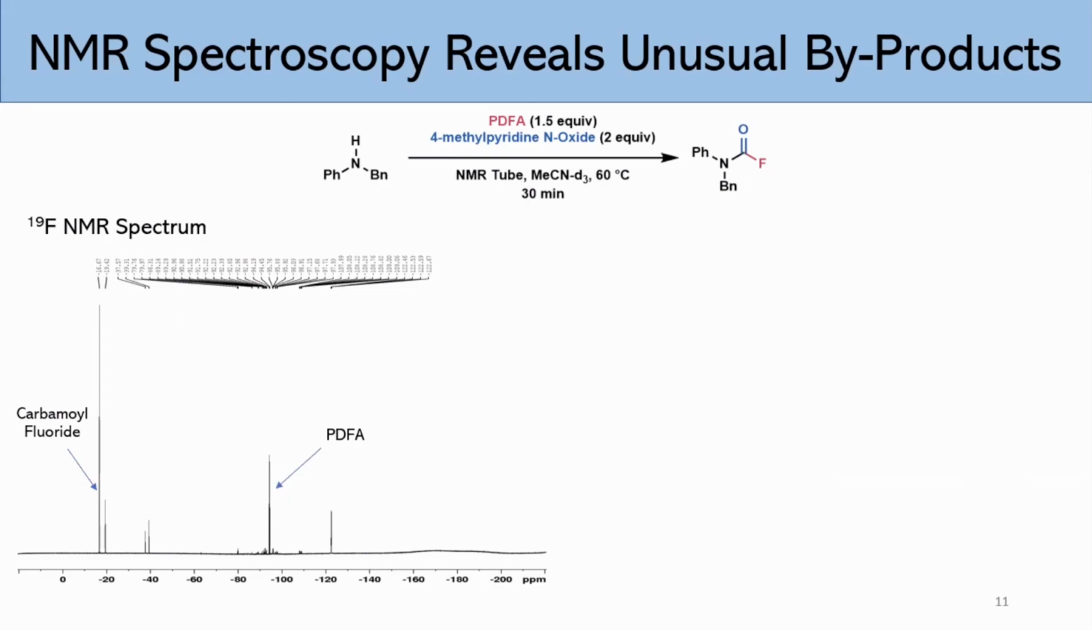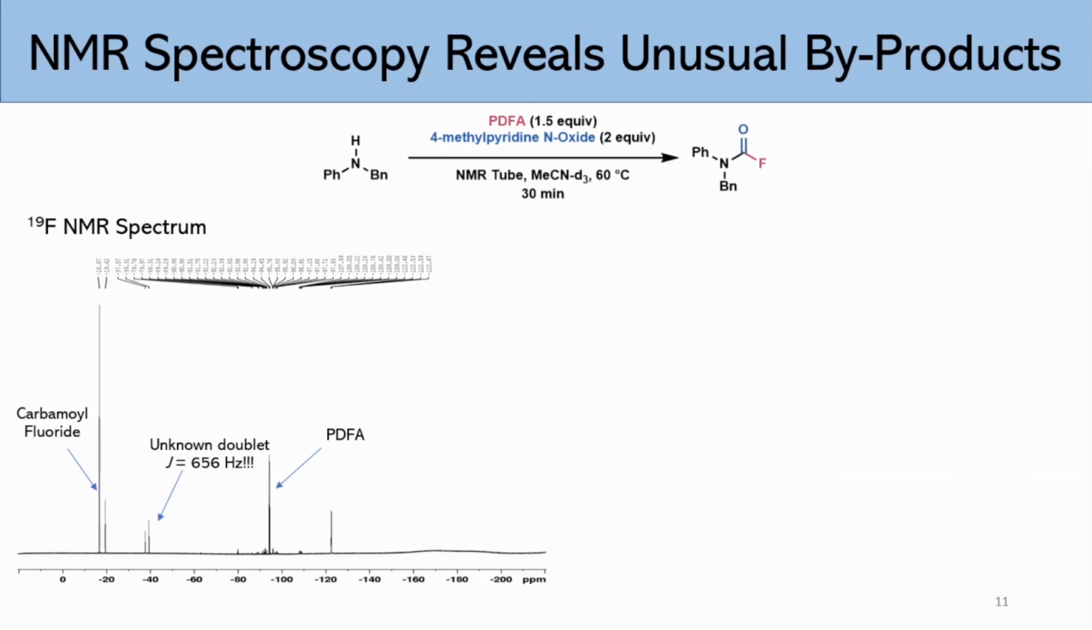First of all, we can see the rotameric signals of the carbamoyl fluoride at about -20 and residual PDFA at -94. We're ready to chalk these all up to random impurities, because you see a lot of the same signals if you just run PDFA by itself. What did catch my eye, though, is at -40, this huge doublet coupling constant of 656 hertz. And you might be thinking, Dusty, that's not even a doublet. That's just two signals. That's too far apart.